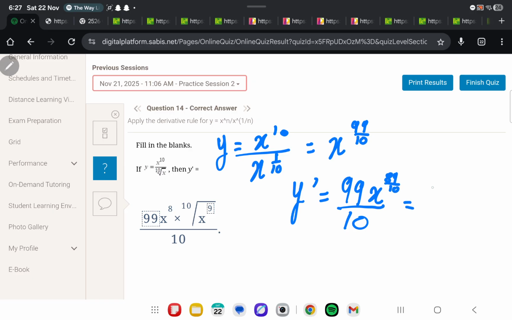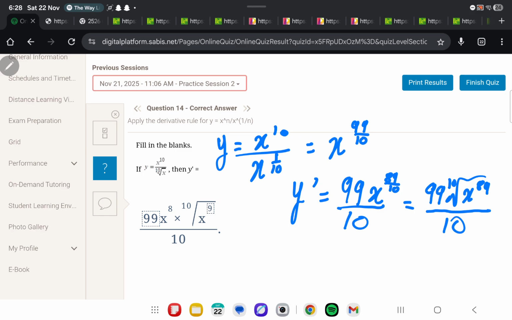So what does this mean? This means it's 99 over 10 times the 10th root of x to the power of 89. But you can see here, this is a very large answer, and x to the power of 89, even if it was 2 to the power of 89, is 6.19 times 10 to the power of 26. And taking the 10th root of that and multiplying, blah blah blah, it's too long.